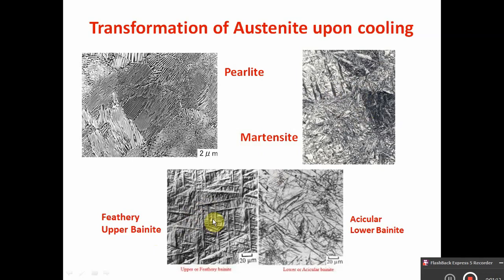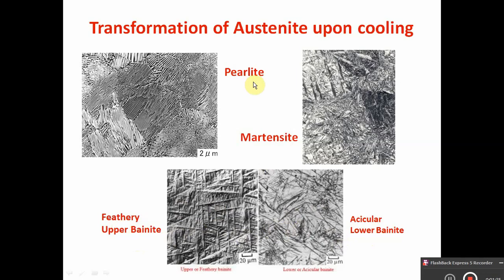but with somewhat lesser cooling rate. If the steels are cooled, then we are getting a bainitic structure. So this bainite under microscope is observed like a feather-like structure and an acicular structure. So this feather-like structure is called as upper bainite and acicular structure is called as lower bainite.